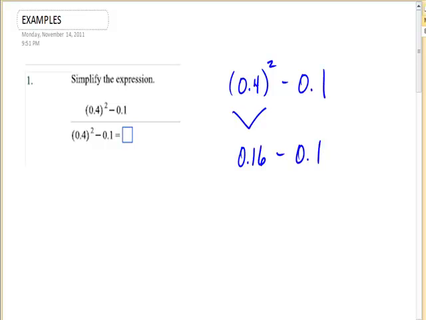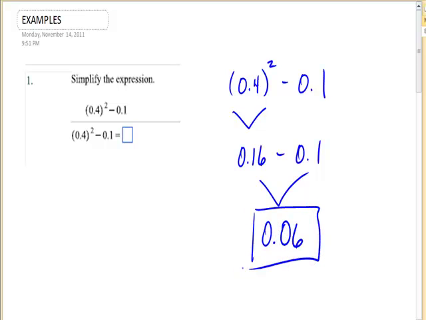So I have 0.16 minus 0.1 gives me 0.06. So I did exponents before I did subtraction.